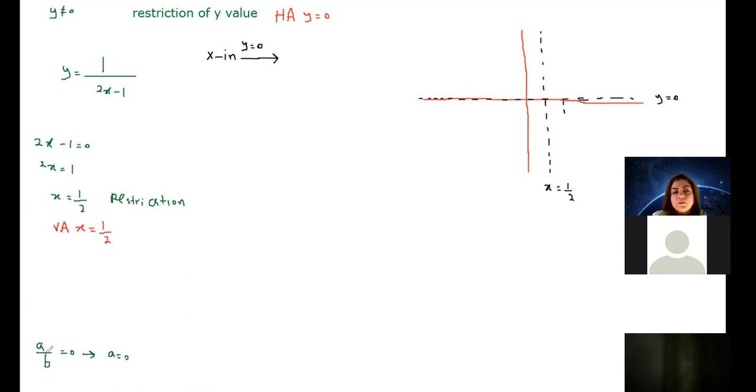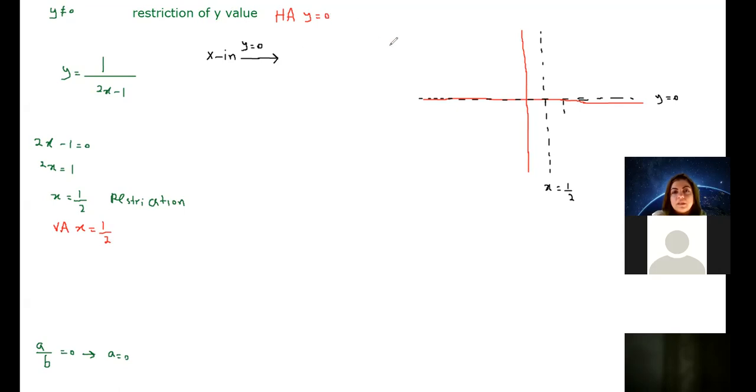If you have a ratio a over b equal to 0, of course, a should be equal to 0, right? But here is y equal to 1 over 2x minus 1. Your numerator is always 1, is fixed. Your numerator never will be 0. That's why the y never reach 0, because your numerator is fixed and 1. So y cannot be 0, or this is the restriction for y value. From restriction from y value, we can have horizontal asymptote, y equal to 0. And vertical asymptote is a restriction for x equal to 1 over 2.